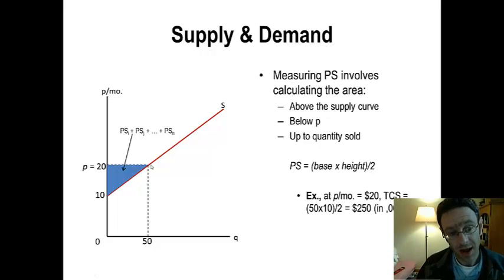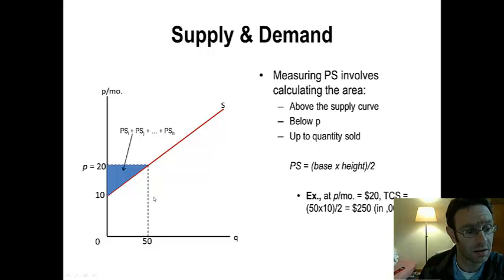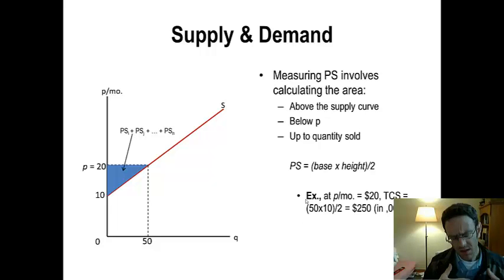And we can calculate the area of this triangle quite simply using the base times height divided by 2 formula for a right triangle. The base of this triangle is 50, the height is 10, so 10 times 50 is 500, divided by 2 is 250. So that's how we get this answer right here. And that's the measure of the total gains from trade for sellers at a price of 20.